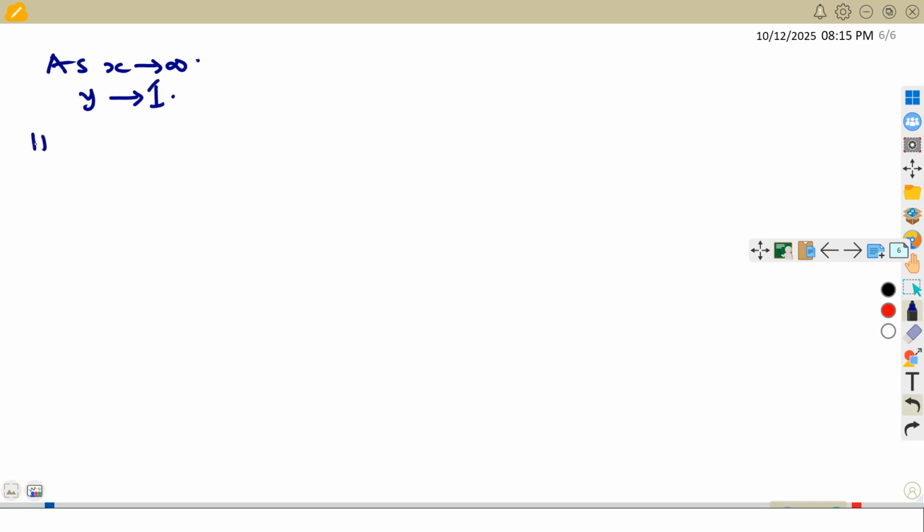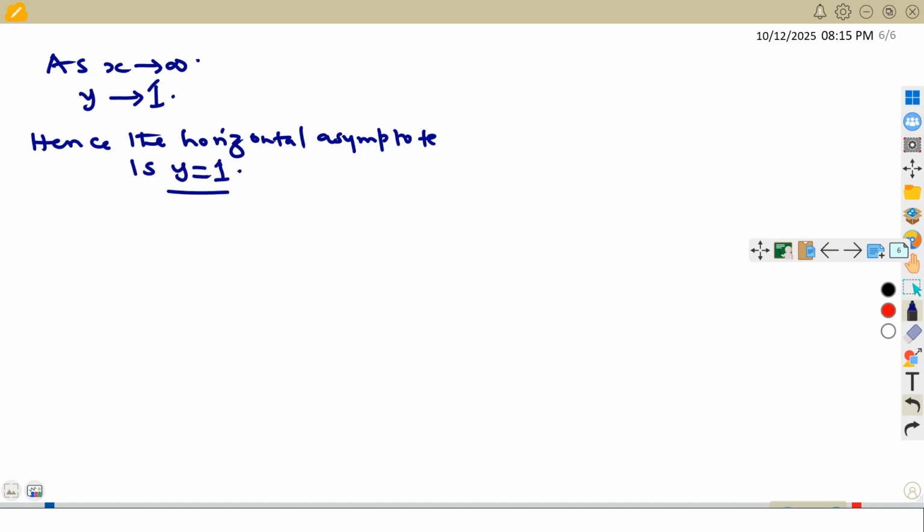So hence you will have your horizontal asymptote. The horizontal asymptote is y equal to 1. So this will be the horizontal asymptote.